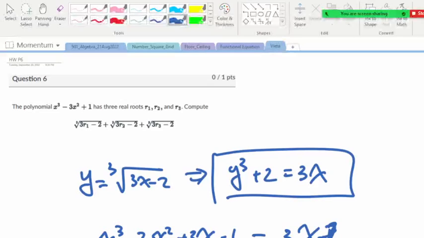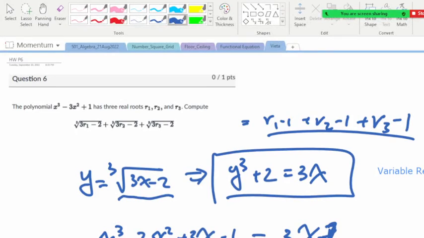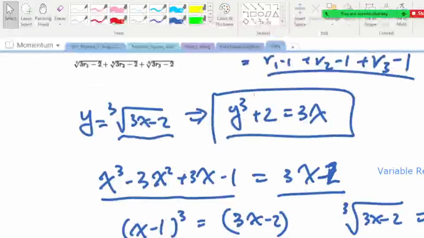Now you can just think 3x minus 2. Is that here? Equal this, right? So that means this one of what? So root 3x minus 2 is equal to x minus 1. Then variable change. It's r1 minus 1 plus r2 minus 1 plus r3 minus 1. See it? Jonathan, did you see it?